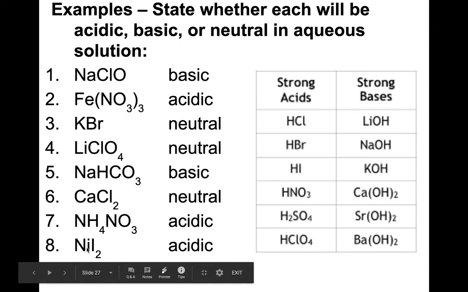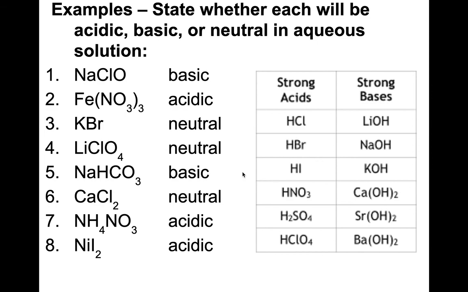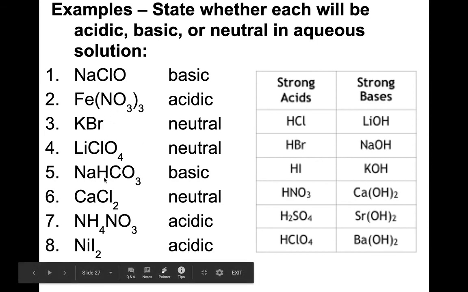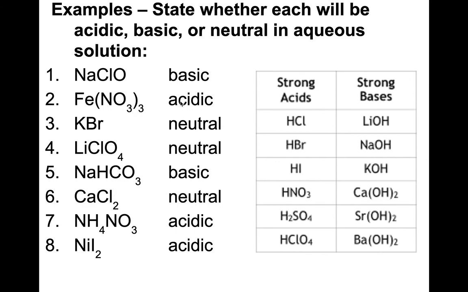And finally, nickel is a metal ion. It will be acidic. Iodine is the conjugate base of a strong acid. It is neutral. So we have an acidic solution. Alright, like I said, try applying that same logic and thought to the homework problems that ask whether a solution will be acidic, basic, or neutral.